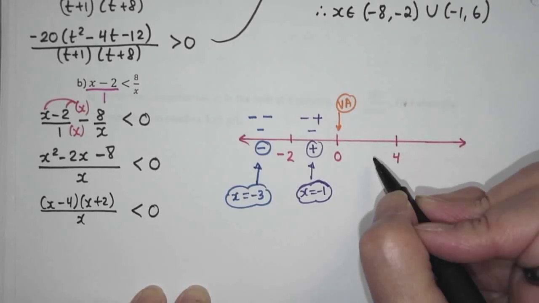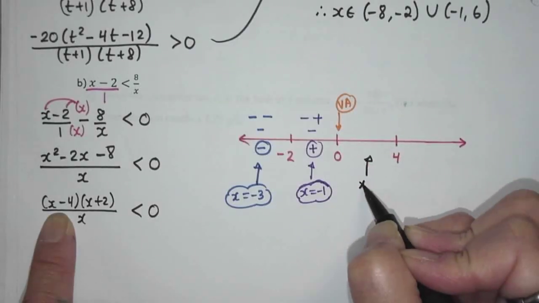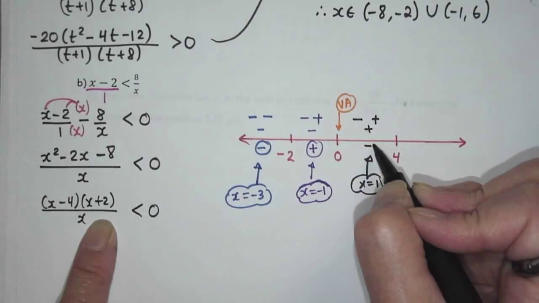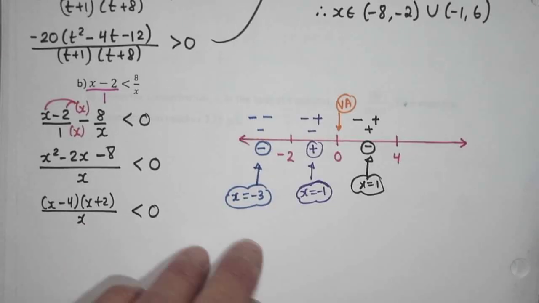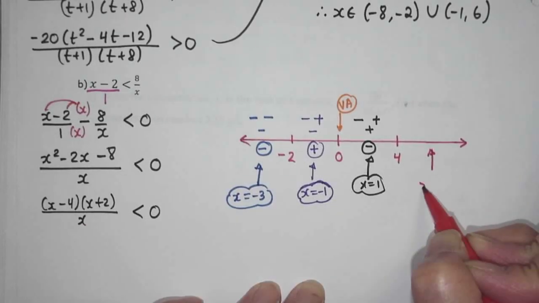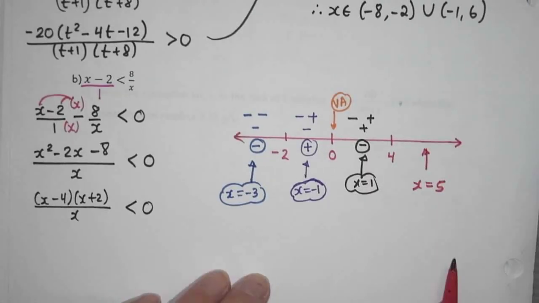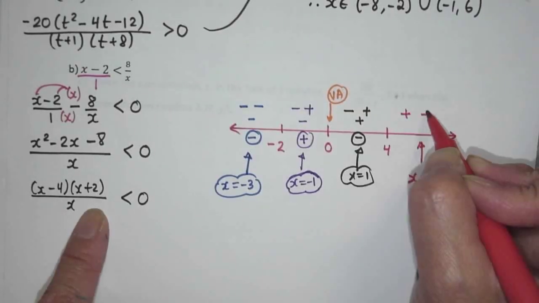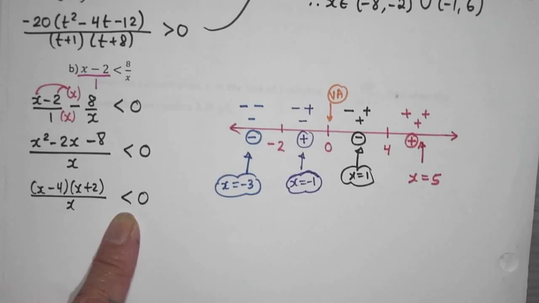For this next one here, we're going to do x equals 1. So this will be negative, positive, positive, which, yes, is negative. Does that make sense? And then my last one I'm going to do here, x equals 5. And we're going to get, so this will be 5, so positive, positive, positive, so positive. There we go. And then you're asked, where is it below 0?